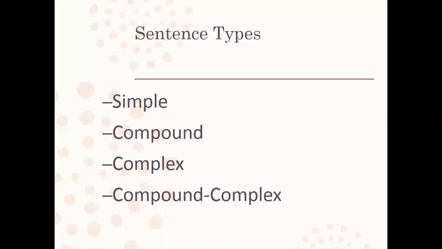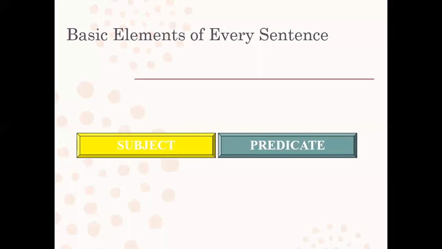Words in a sentence to make meaning or to complete your thought. You share your thought. For sharing your thought, you have to arrange some words in your sentence. This arrangement, according to the structure, has four types. First is simple, second is compound, third is complex, and fourth is compound complex.